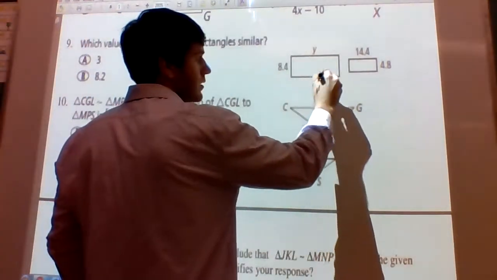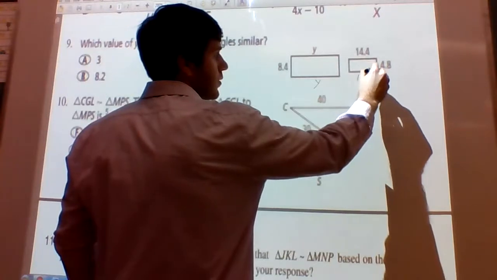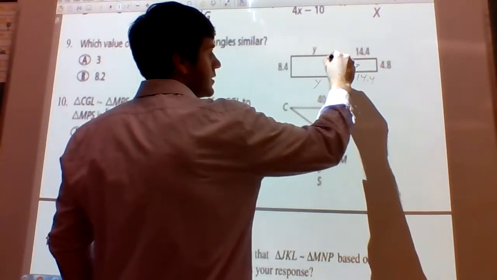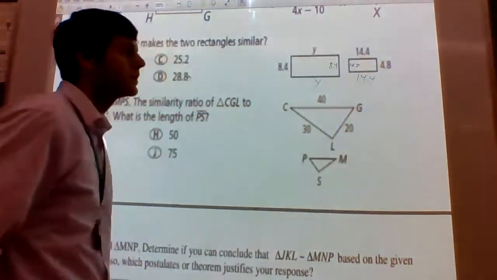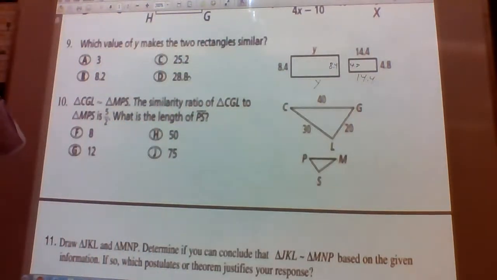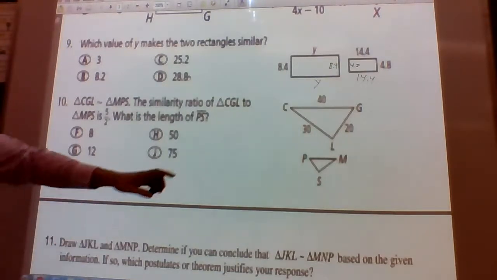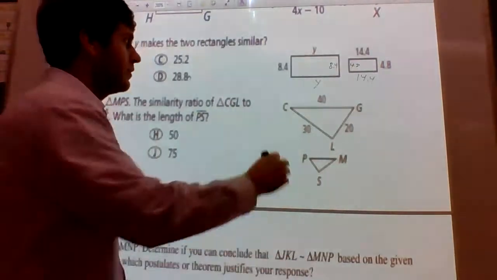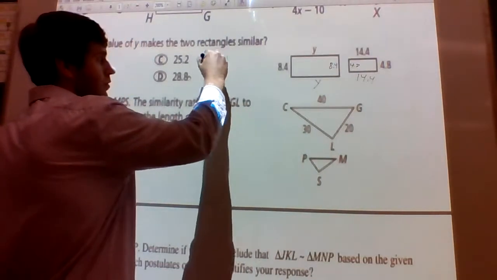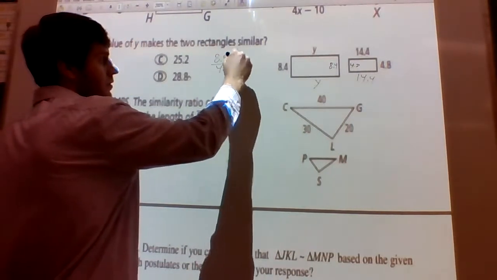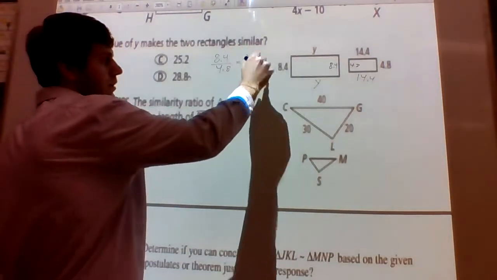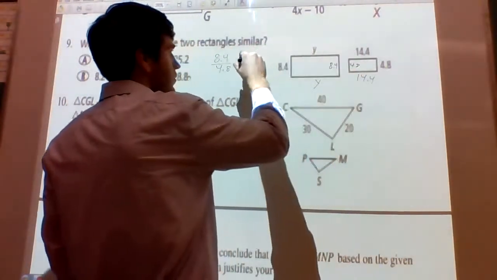So that's a y. That's 14.4. That's 4.8. That's 8.4. Okay. So what corresponds with this piece? It's going to be 4.8. So 8.4 over 4.8 is going to equal y. What does y correspond with? 14.4.